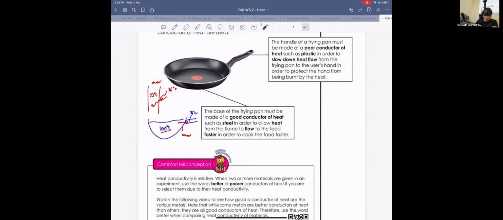Okay, then the base of the frying pan must be a good conductor of heat because you want to fry the food fast, right? Do you want to use a poor conductor of heat when you want to fry an egg for breakfast? Then you crack your egg, you put your egg onto the frying pan. One eternity later, 7 p.m. during dinner time, you're still cooking the egg. You want that? Your breakfast just became your dinner, and your teacher will call your parents.